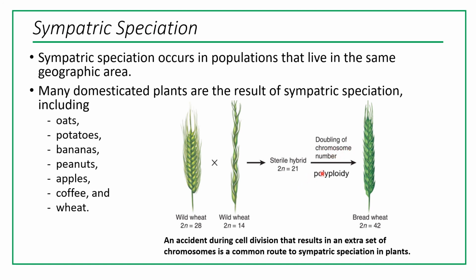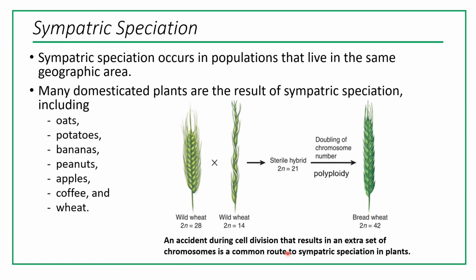doubling of the chromosomes. So it's called polyploidy. When egg and sperm were formed without separation of the chromosomes, the egg had 21, the sperm had 21, right? And here's our bread wheat with 42 chromosomes. And now it became a different species because now it can reproduce, right?